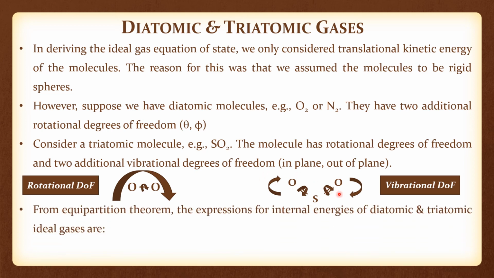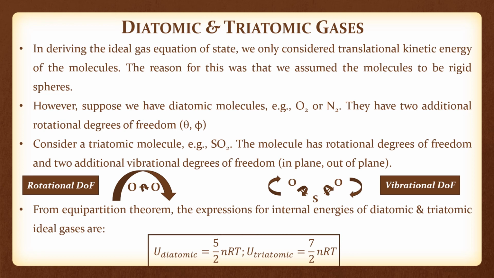From the equipartition theorem, the expressions for internal energies of diatomic and triatomic ideal gases would then be, for a diatomic ideal gas, there are 5 degrees of freedom, 3 plus 2. And for a triatomic ideal gas, again additional 2 more vibrational degrees of freedom. So the internal energies would be 5/2 nRT and 7/2 nRT respectively.